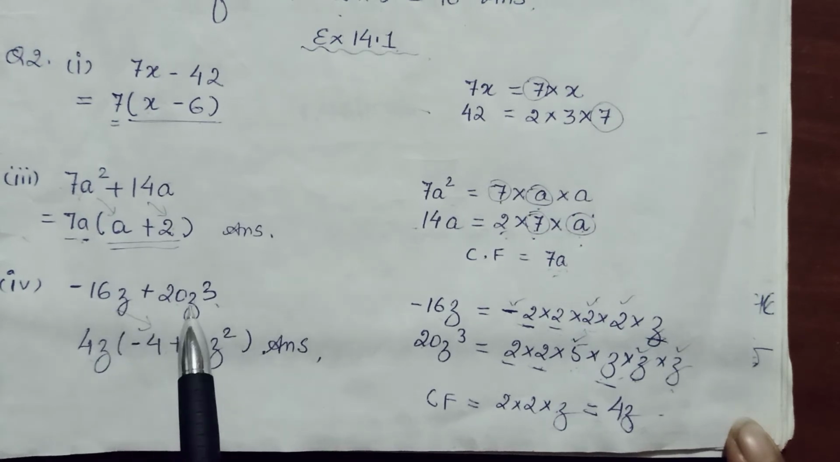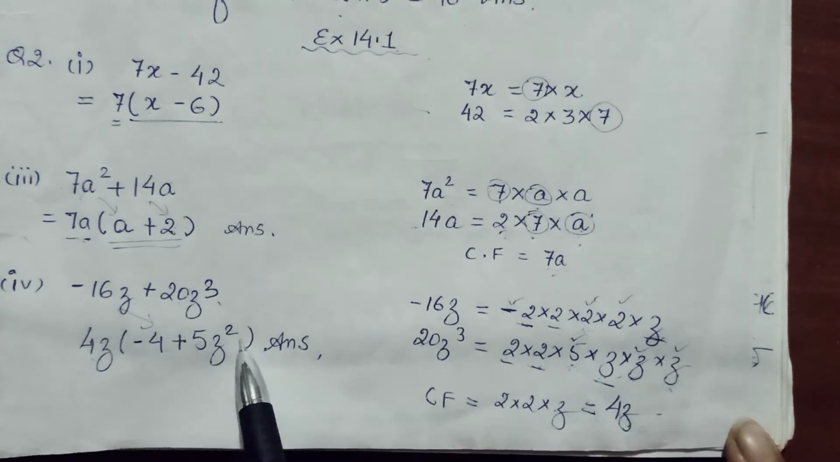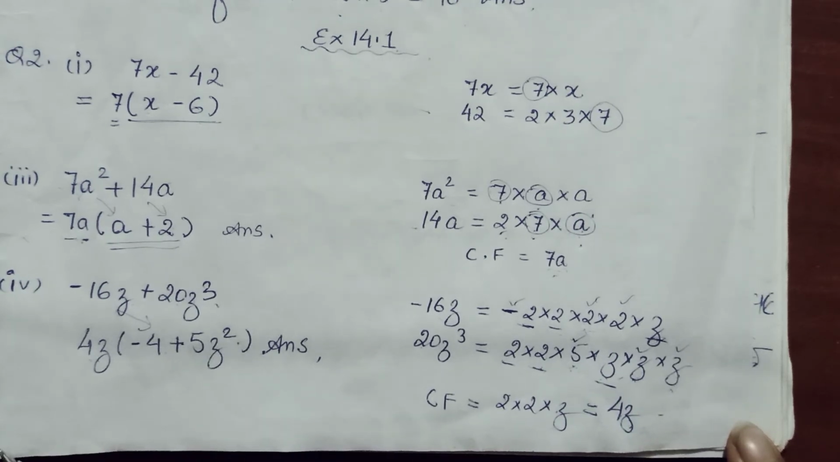Right? And from the other term, 5z square remains. We write that inside the bracket. So these are the factors of the given term.